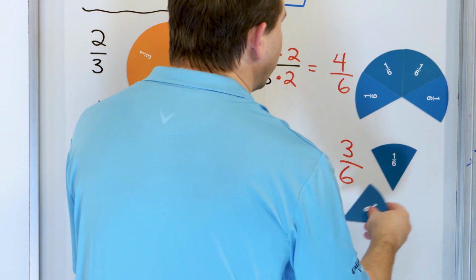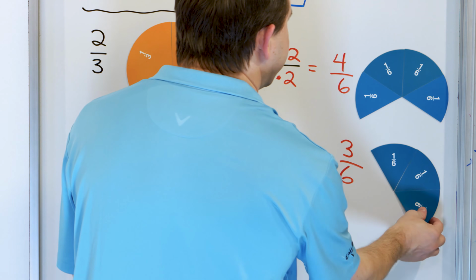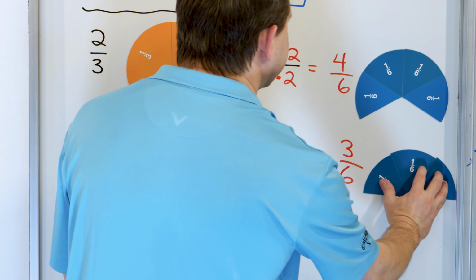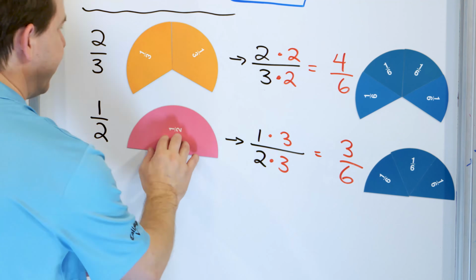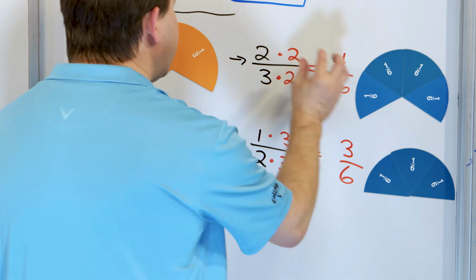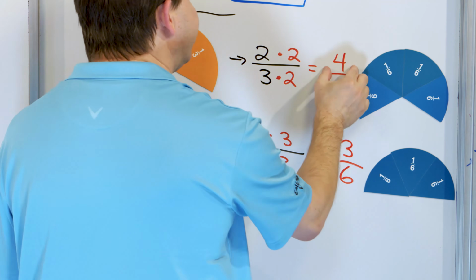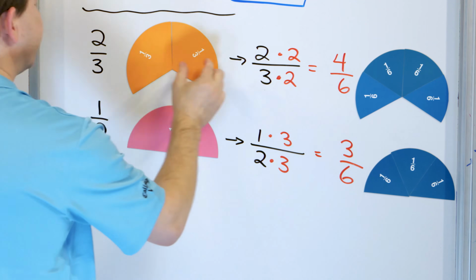And then here we have 3/6. There's 1/6, there's 2/6 and there's 3/6. And I think you will agree that this is exactly the same thing as a half. So this means the same as this, and this means the same as this. So these fractions are equivalent, and these fractions are equivalent.